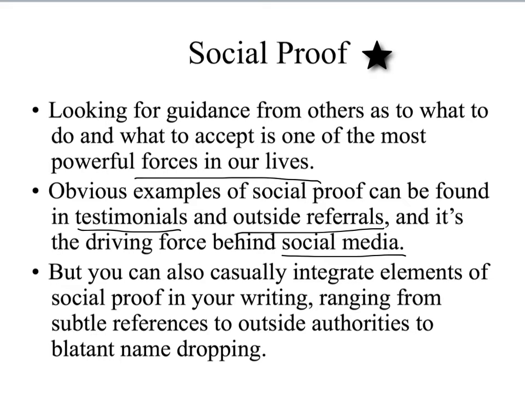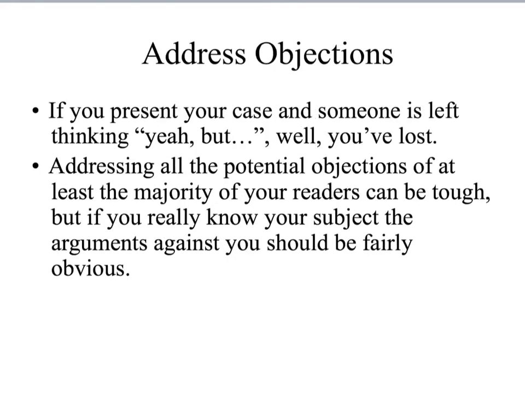You can also casually integrate elements of social proof into your writing, and these can range from subtle references to outside authorities to blatant name dropping. Think about some of the names that are dropped throughout this story, and this is a way that the author can draw from the authority of others. It's like an illusion in that he's connecting what he feels and what those famous people or those authorities feel, and it adds a little credibility to what he has to say.